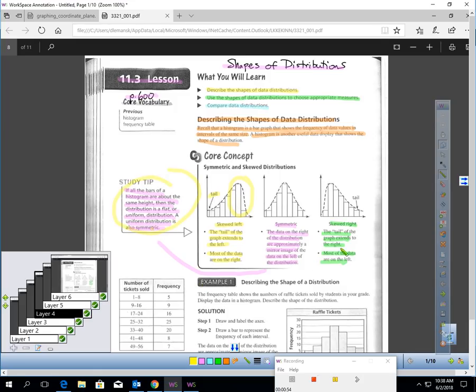And then finally, you could get a picture like this where the data is more to the left, which means the tail is to the right. This is called skewed right.